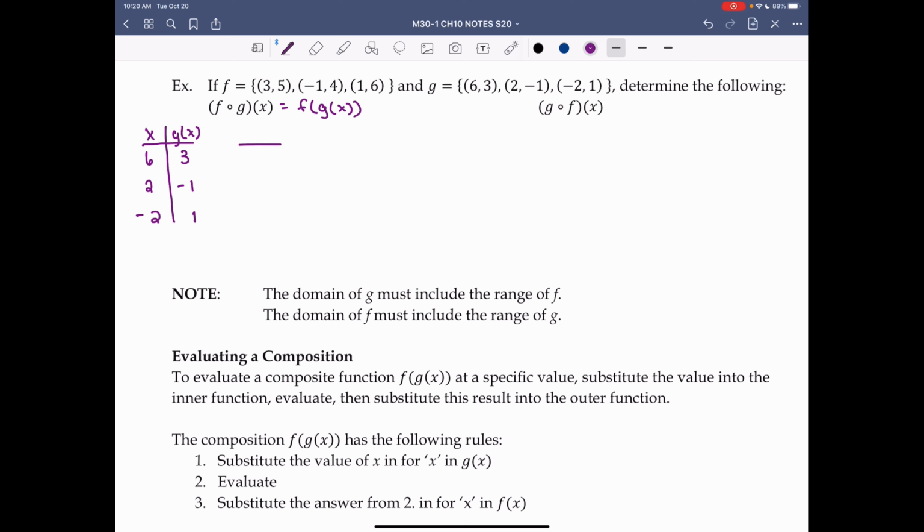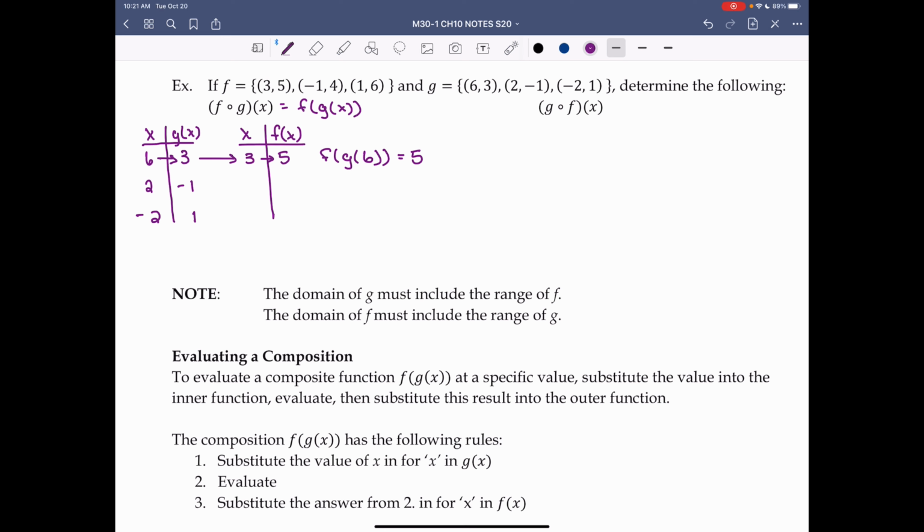Then I'm going to write my f function, x and f of x. So if I put in a 6 into g of x, I get out a 3. If I put that 3 into f of x for x, what do I get out? Looking at f of x, I get the point (3, 5). So if I put in a 3, I get out a 5. This tells me that f of g of, what number did we put into g to get the 3 out? We put in a 6, and we got out a 5 from f of x. So f of g of 6 equals 5.